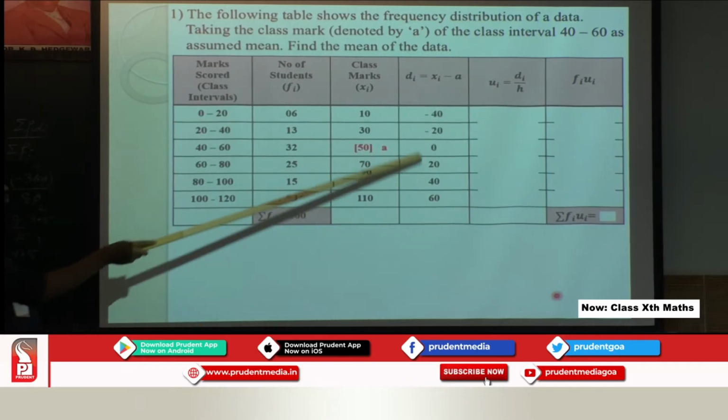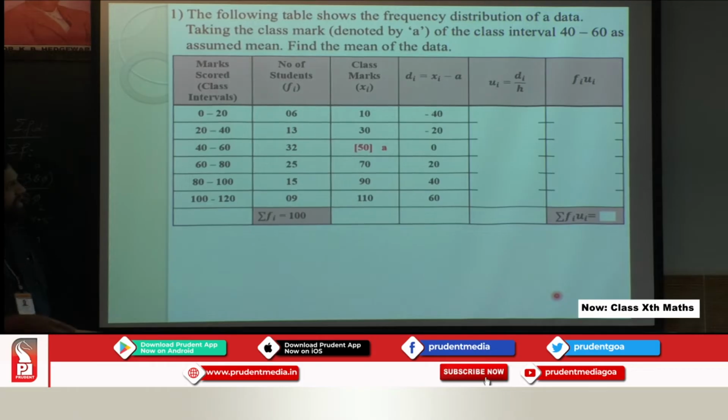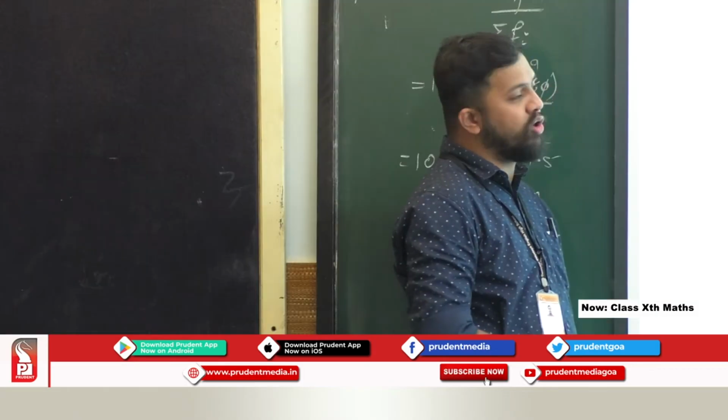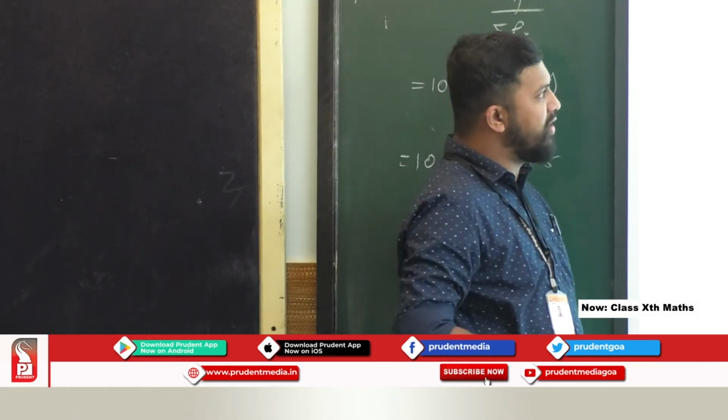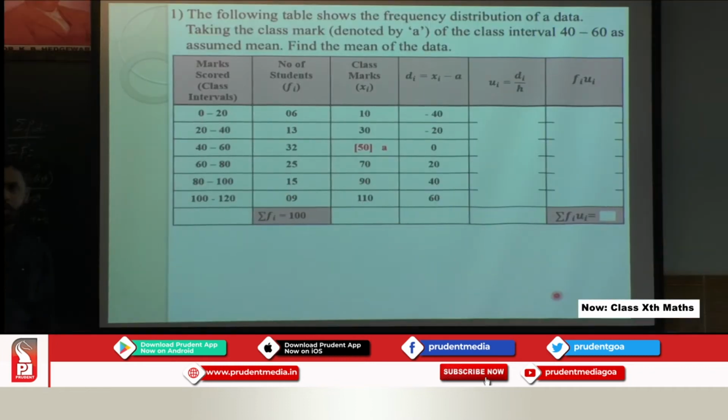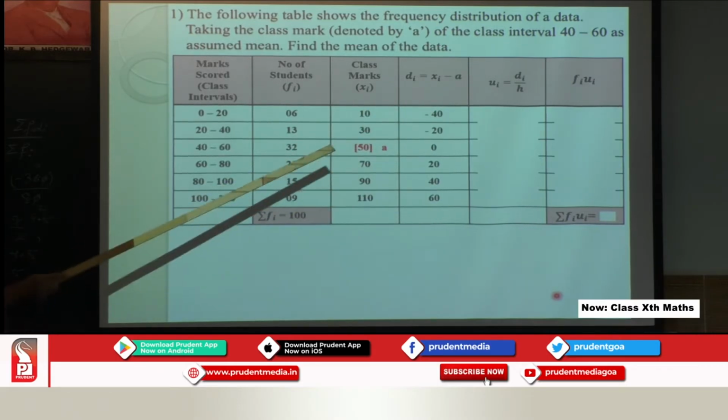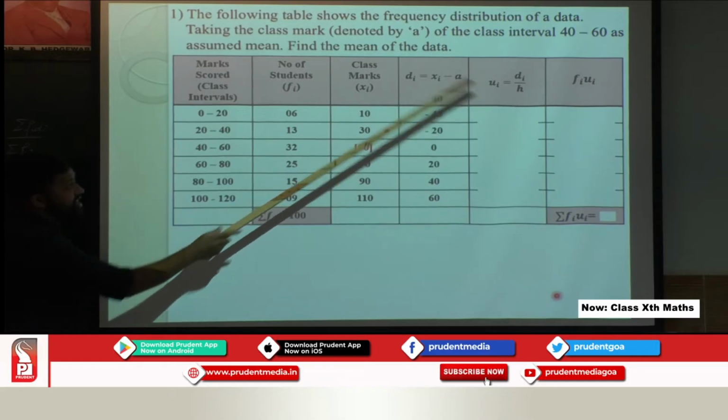Sometimes they may not give you the di column, they may directly give ui equal to di upon h. So you can find di, you can make an extra column also, or you can do it directly also. How to find di? You know, xi minus a. How to find ui now? Divide by h. Now what is h?